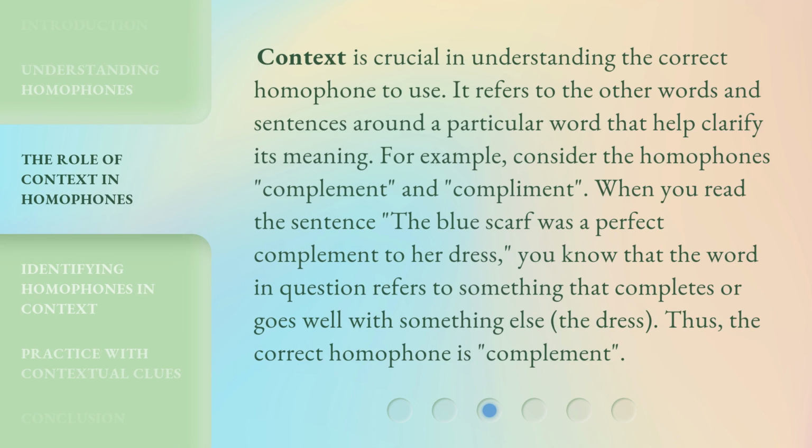Context is crucial in understanding the correct homophone to use. It refers to the other words and sentences around a particular word that help clarify its meaning. For example, consider the homophones complement and compliment. When you read the sentence, "The blue scarf was a perfect complement to her dress," you know that the word in question refers to something that completes or goes well with something else, the dress. Thus, the correct homophone is complement.